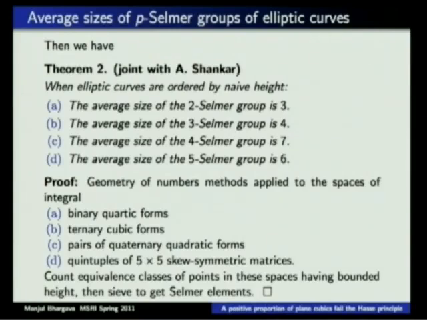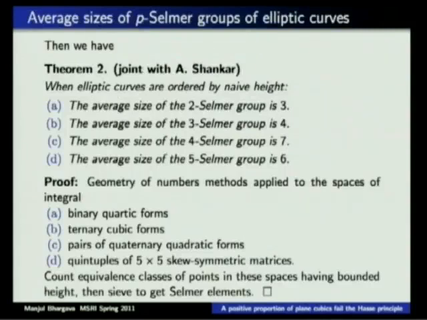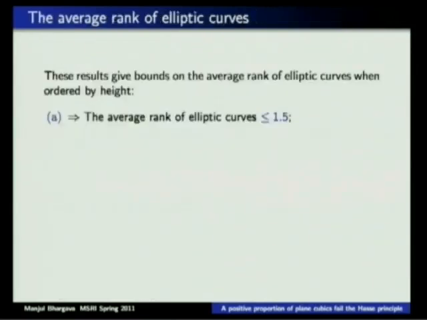So how is this used? The point is, just knowing the 3-Selmer group average wouldn't have been enough, and you'll see this in a second. First of all, I want to point out that these results give bounds on the average rank of elliptic curves. If you know that the average size of the 2-Selmer group is 3, then if you work it out, you can't have an average rank of elliptic curves more than 1.5. So the result on 2-Selmer tells you that the average rank of elliptic curves is at most 1.5.